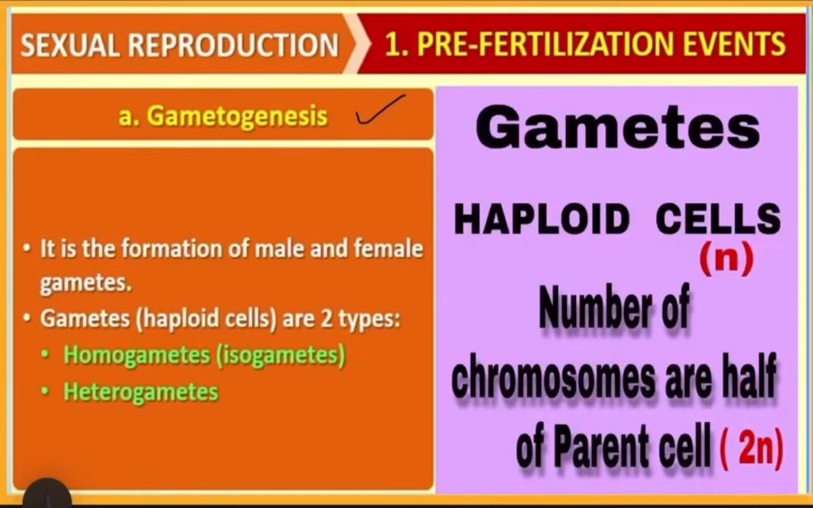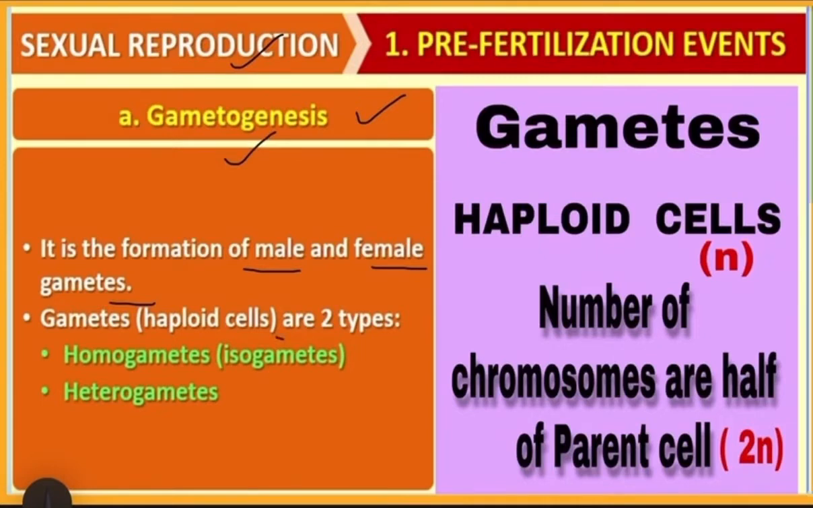What is gametogenesis? It is the formation of male and female gametes. During sexual reproduction, 2 types of gametes are formed. They are male gametes and female gametes, and the process of the formation of these gametes is called gametogenesis.